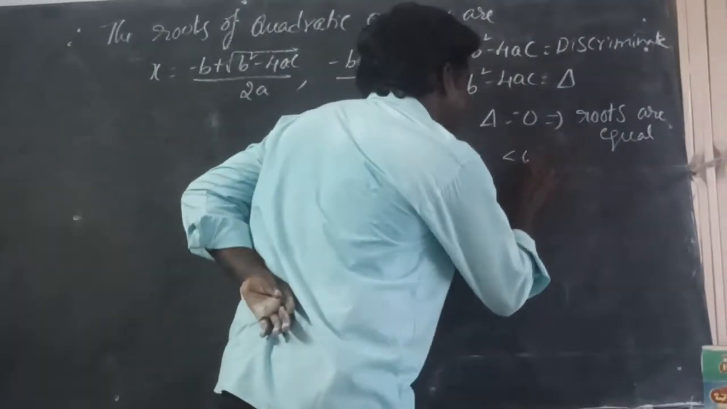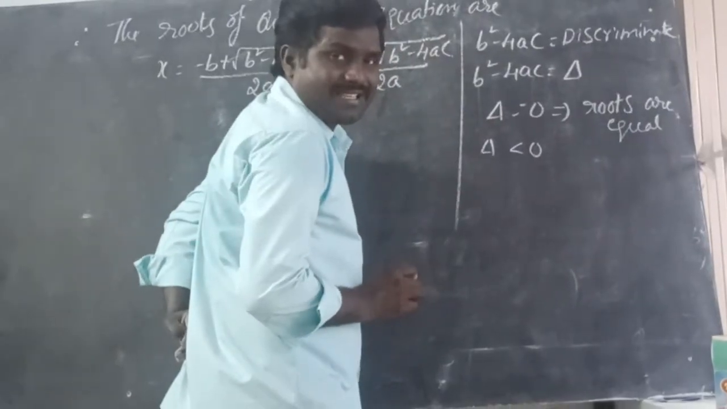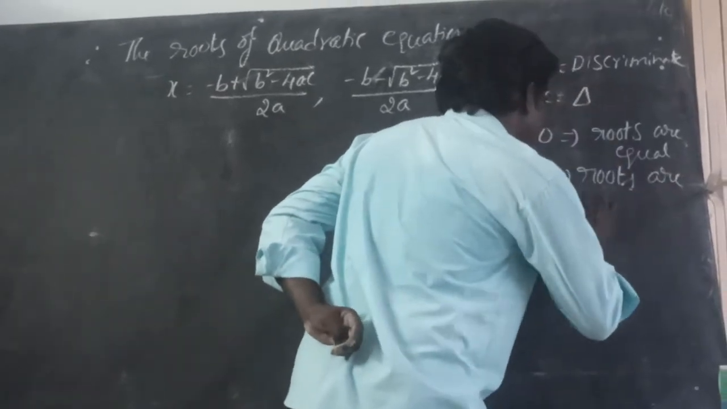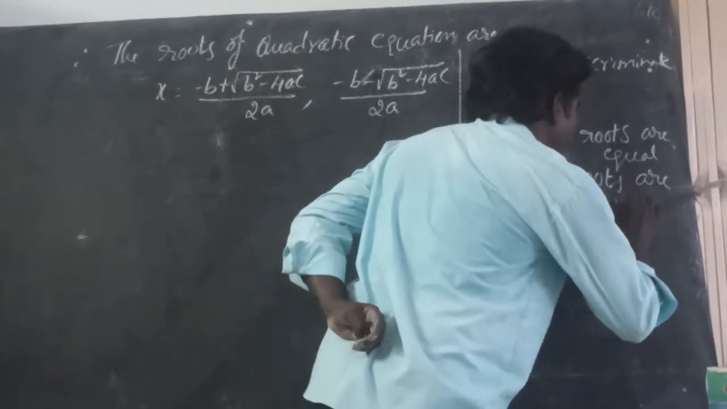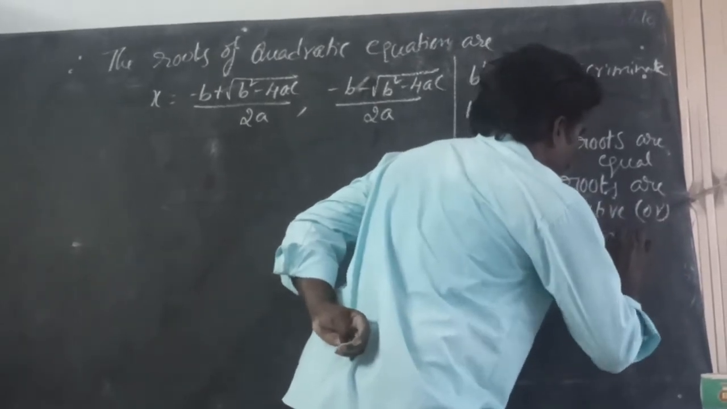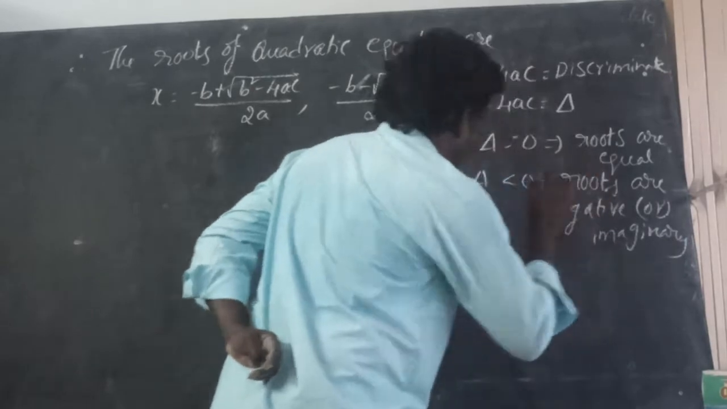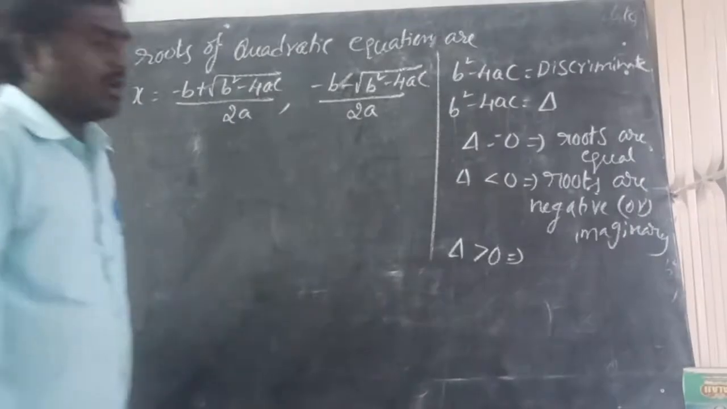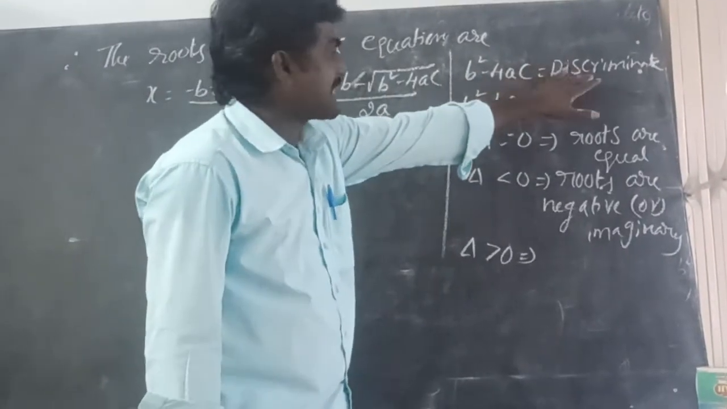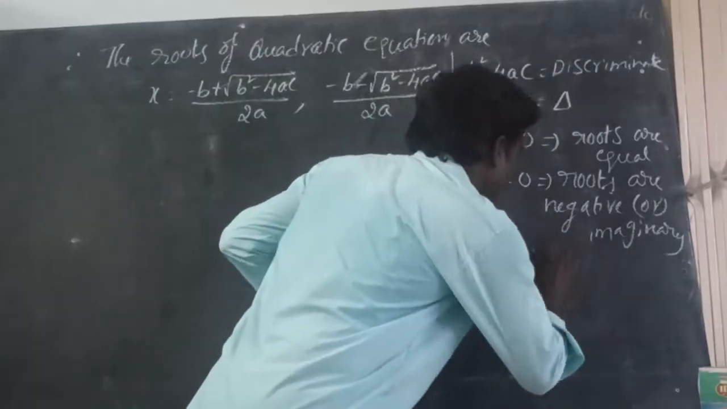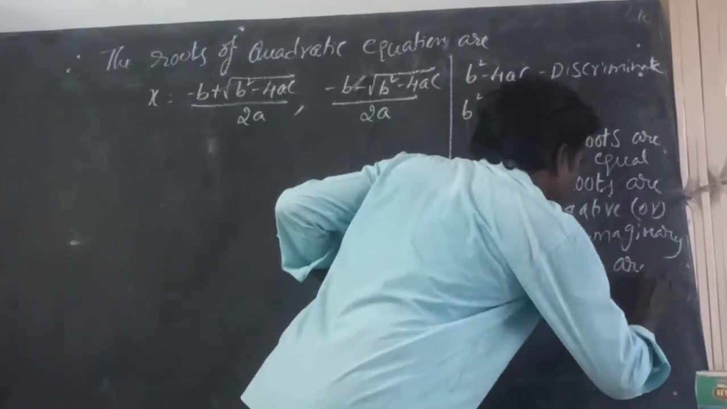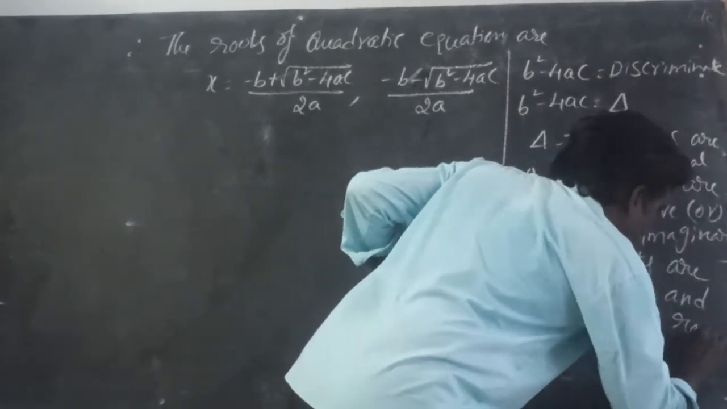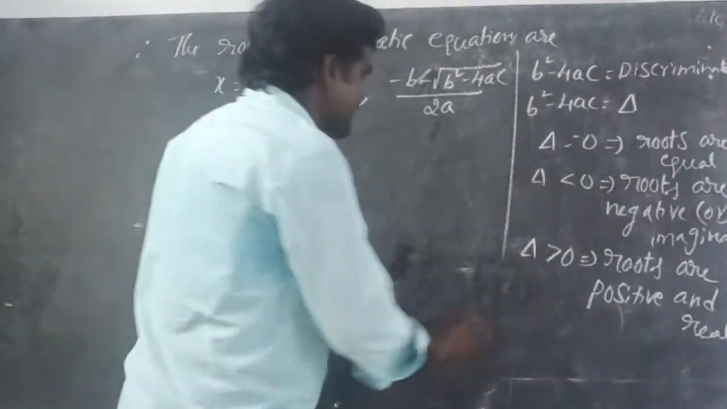If delta is less than 0, roots are negative or imaginary. Next, delta is greater than 0. Delta is b square minus 4ac, the discriminant. So if delta is greater than 0, roots are positive and real. These are the 3 conditions.